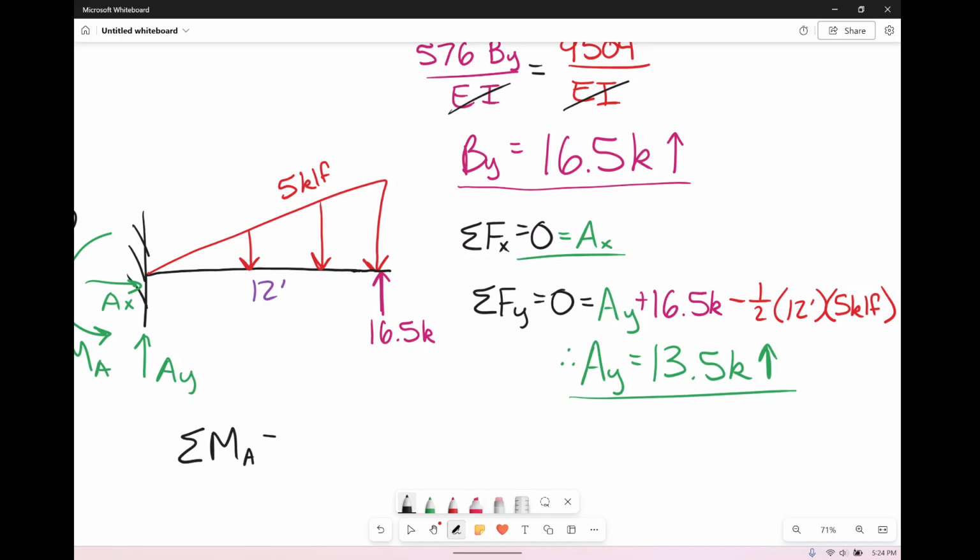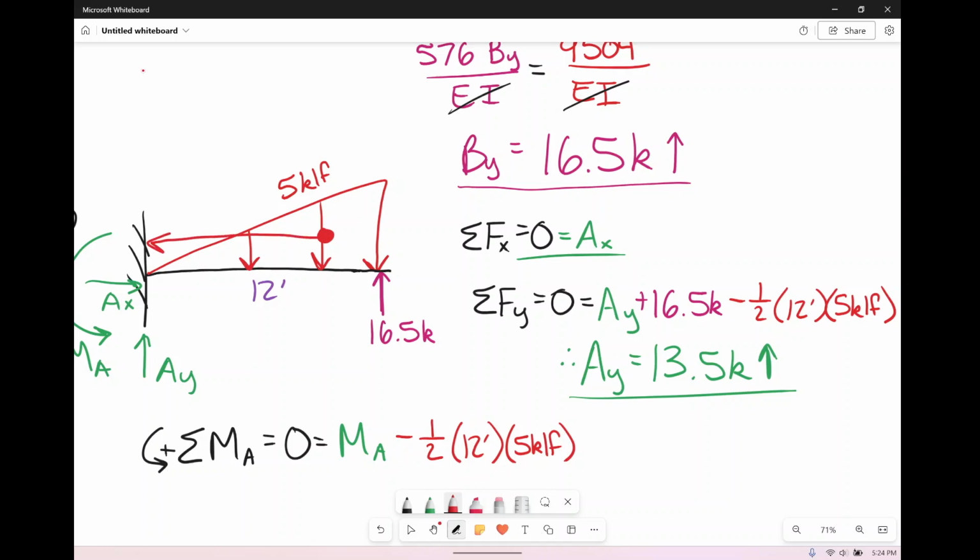Then we can sum the moments about point A, set it equal to 0. And we're going to have moment A. AX and AY don't create a moment, and then we have our distributed load here. He's going to be going the wrong way for us, so minus. Remember, it's force times distance. The force is the area under the curve, so 1/2 the base of 12, the height of 5 kips per linear foot. But then we have to multiply by the distance of his centroid to our location, which for a triangle, going the long way, is 2/3 the distance. So times 2/3 that distance of 12 feet.